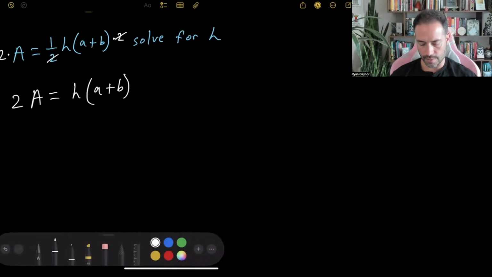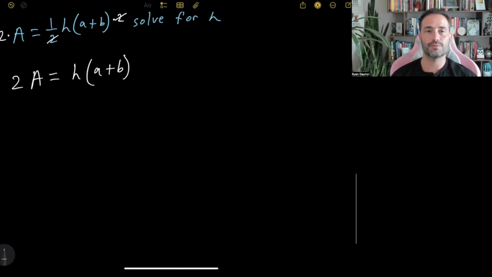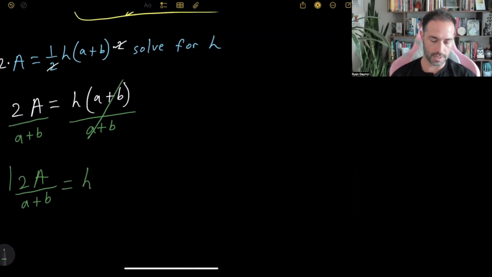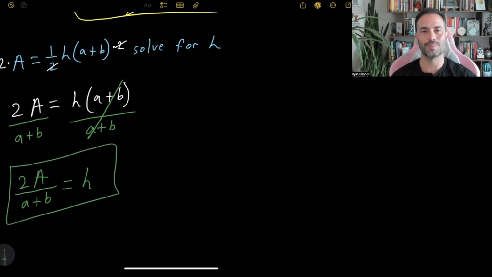Okay, so now I need to still get the h by itself, and since it's being multiplied by a parenthesis quantity sum, I can just divide by that entire thing, a plus b. That'll cancel out. Divide this by a plus b. So now we have 2 times capital A over lowercase a plus b is equal to h. They asked for solving for h. I got h by itself, so I did it.